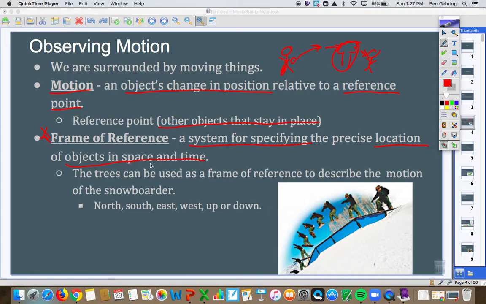So for example, trees can be used as a frame of reference to describe the motion of the snowboarder. In this picture here, we have trees in the background. We know that the snowboarder is moving because he's moving compared to the trees. We also have the ramp itself, which has fixed points. There are metal pieces in the middle that aren't moving, and you can see the snowboarder get closer to and farther from those different points. And we can describe motion in various different ways. We can use our cardinal directions, north, south, east, and west, or we can use general terms like up, down, left, and right. All of those work to describe motion.